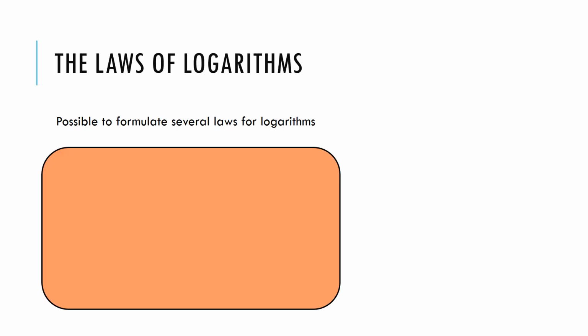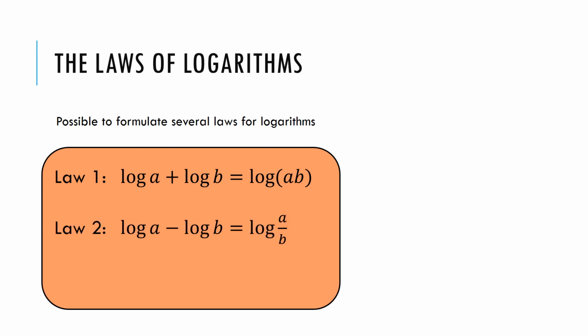There are some laws which govern logarithms, and we'll go through those now. Law 1 is that log a plus log b is equal to log ab. So if you're adding logarithms, then you can express them as a single logarithm, whereby you multiply, in this case, a and b. If you're subtracting, log a minus log b, then that is equal to log a over b.